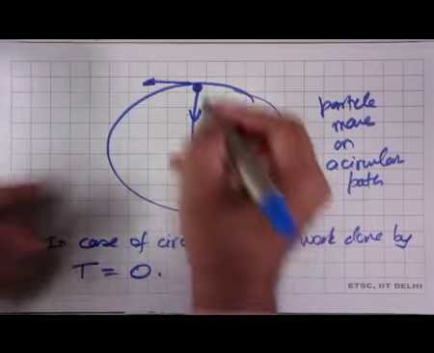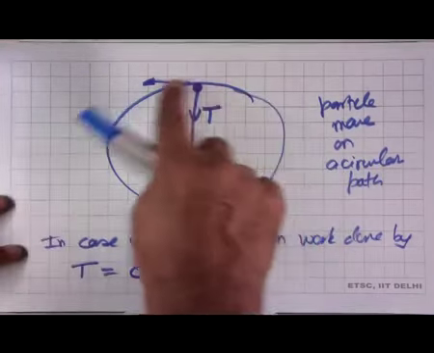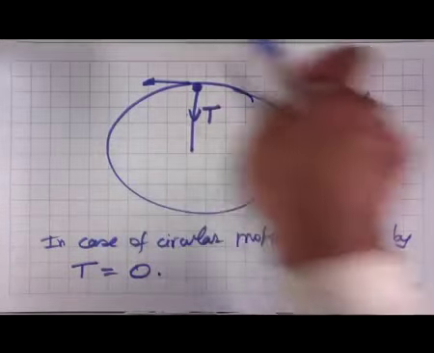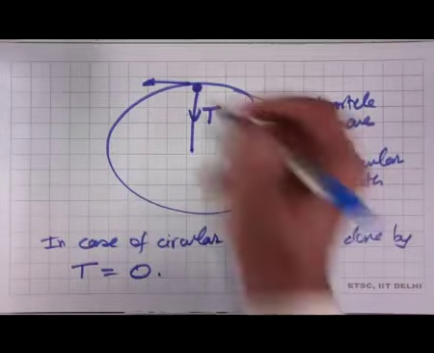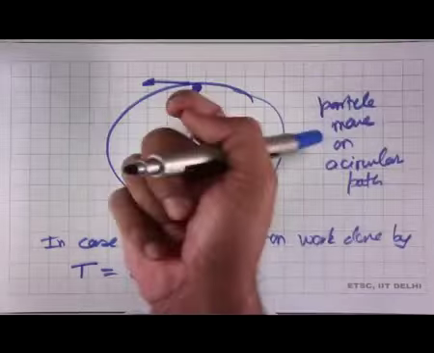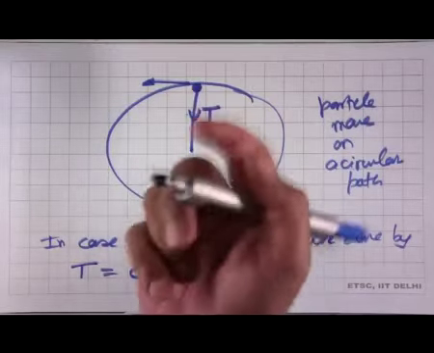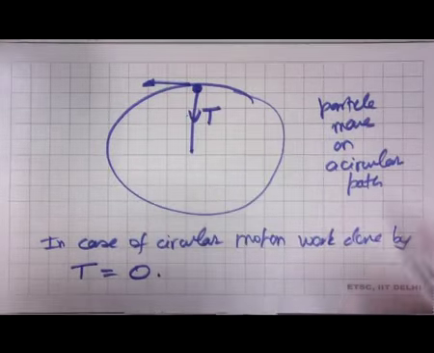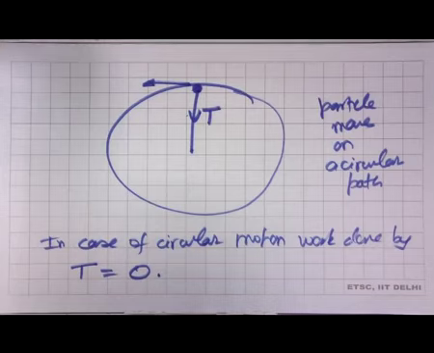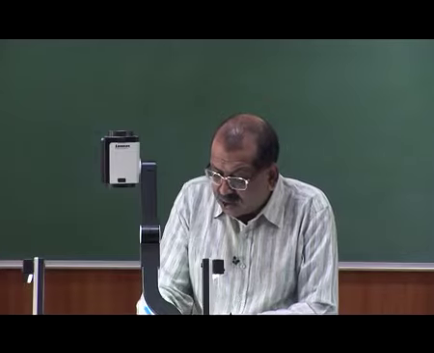And this could also be a case where a particle is moving on a circular path. In that case, the normal reaction, which is acting from the ground, will be in a direction perpendicular to the path. So, that will also not do any work. When we apply the work energy theorem, we will see this happen. Let us look at some simple cases.